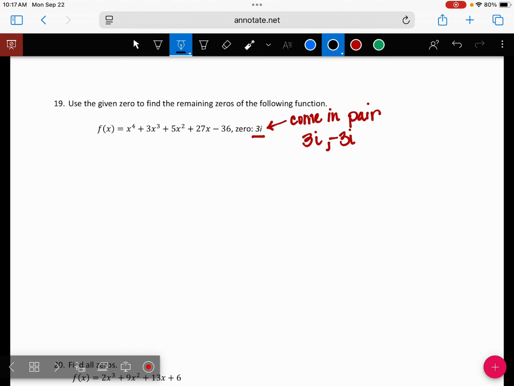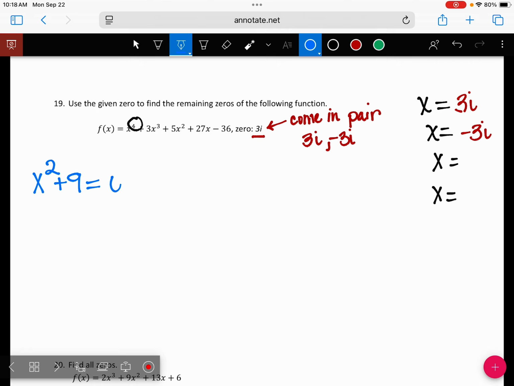So it's a fourth degree, so I know I'm looking for 4 answers. And I know my first two are 3i and negative 3i. So the factor that will give us those two imaginary answers is x squared plus 9.